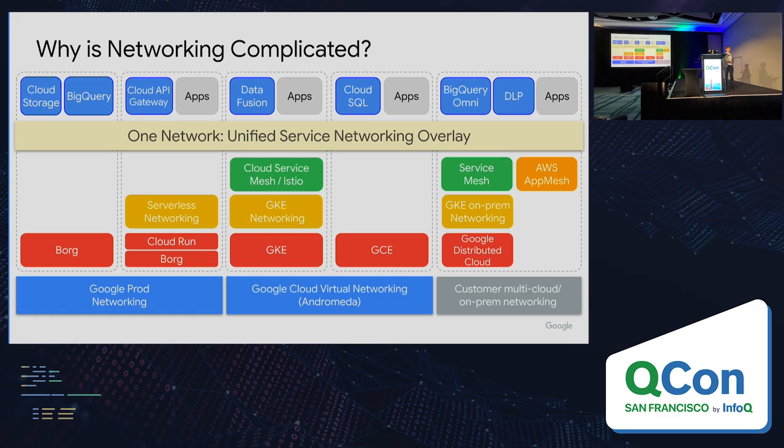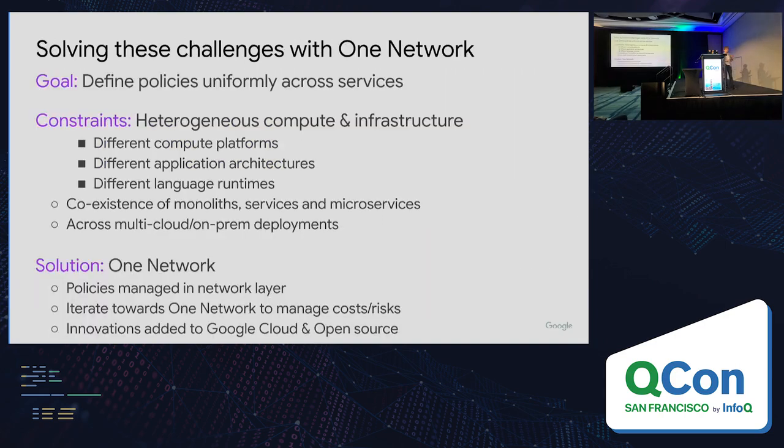The solution is what we called One Network. It's a unified service networking overlay. And what is the goal of One Network? We want to define policy uniformly across services with the constraints of what I just explained: heterogeneous compute, heterogeneous networking, different language runtimes, coexistence of monolith services and microservices, and it's all across different environments, including multi-cloud, other clouds, public and private clouds.